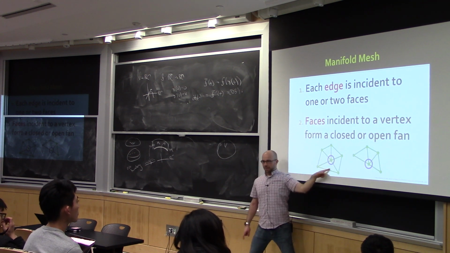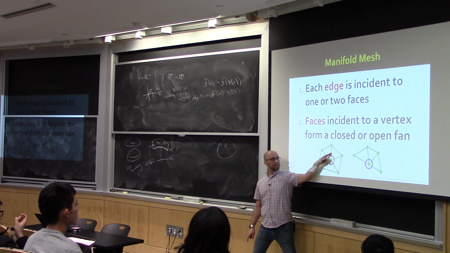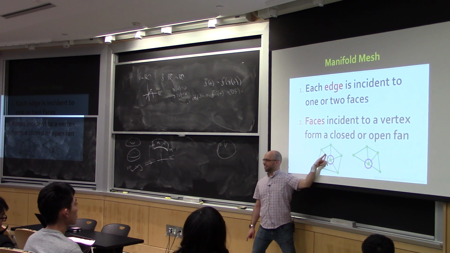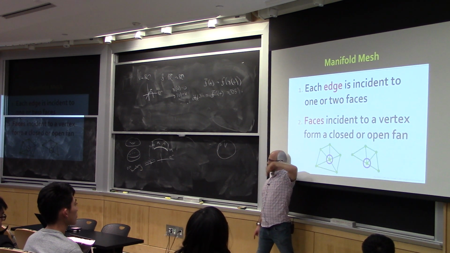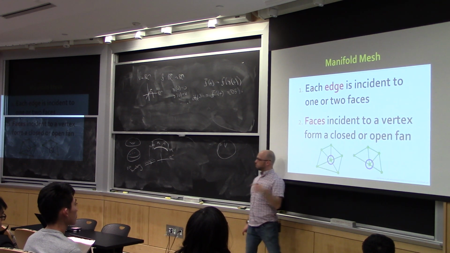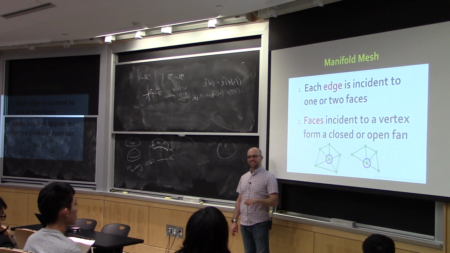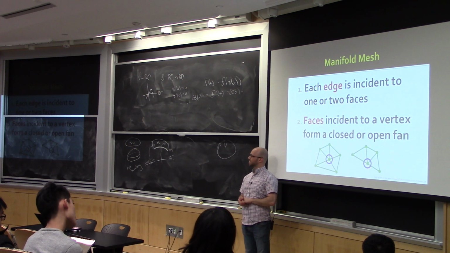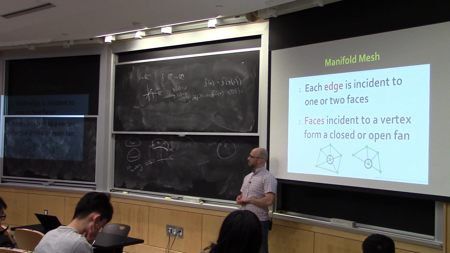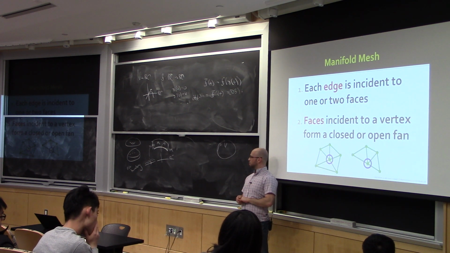Either a fan of a bunch of triangles, so I can order the triangles where they all share an edge and the last one shares an edge with the first one, or half of that. So just like an edge vertex. And I think intuitively we could all kind of guess these 2 conditions. So any questions? This is actually the definition of a manifold mesh. Notice I have not used the geometry of the mesh at all.